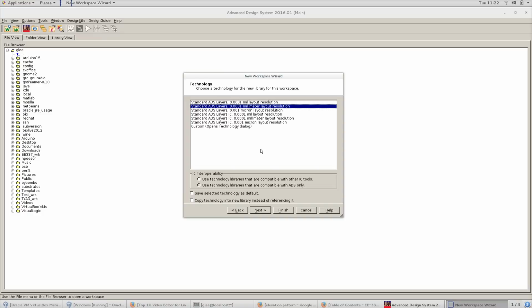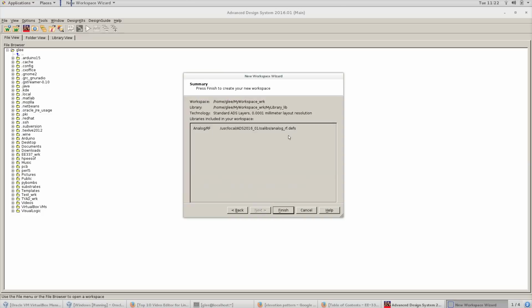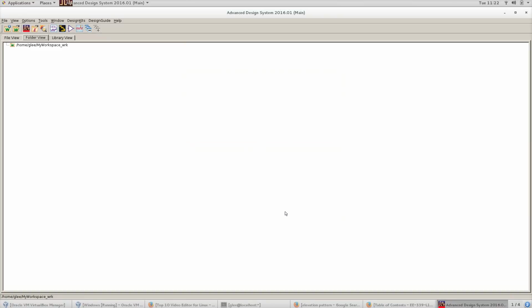If you find yourself using a lot of data sheets that are written up in mils instead of millimeters, or you end up doing a lot of stuff where you're dealing with mils specifically, then it might be easier just to leave it with your mil layout standard ADS. But for the purposes of this discussion, I'm going to go ahead and leave it in millimeters and move forward. Now it's telling me a summary of what I've selected, and I'm going to hit Finish.